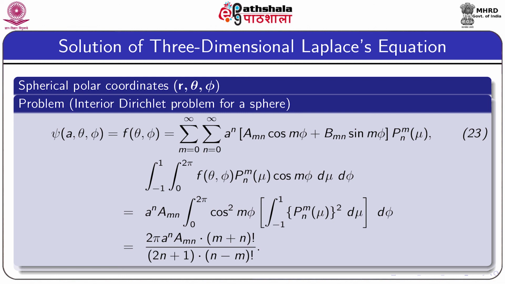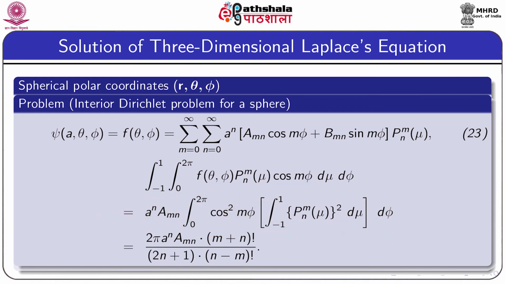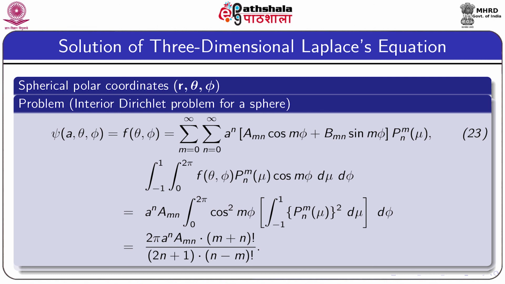This is the expression. So, we get the integration from -1 to 1, 0 to 2 pi of f P n m mu cos m phi d mu d phi is equal to 2 pi a to the power n Amn times (n plus m) factorial divided by (2n plus 1)(n minus m) factorial. So, from this equation we can obtain the value of Amn easily.